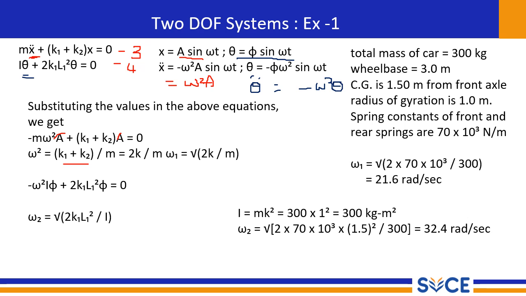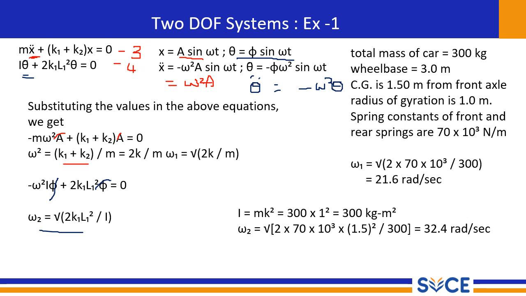So minus omega square theta I plus 2k1 L1 square pi. You can even write it as theta or pi. What will happen means this pi will get cancelled. So at last we will get omega square equal to root of 2k L divided by pi.